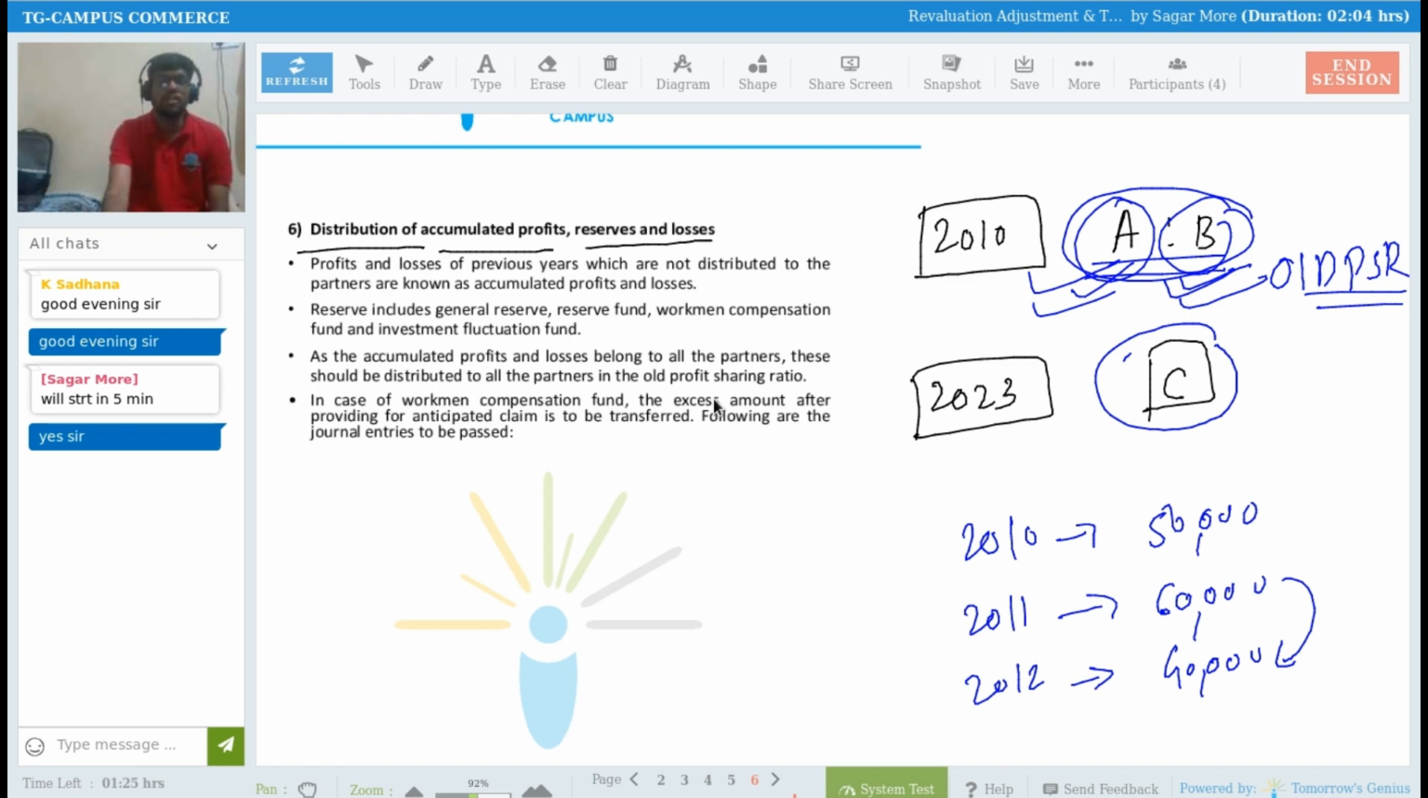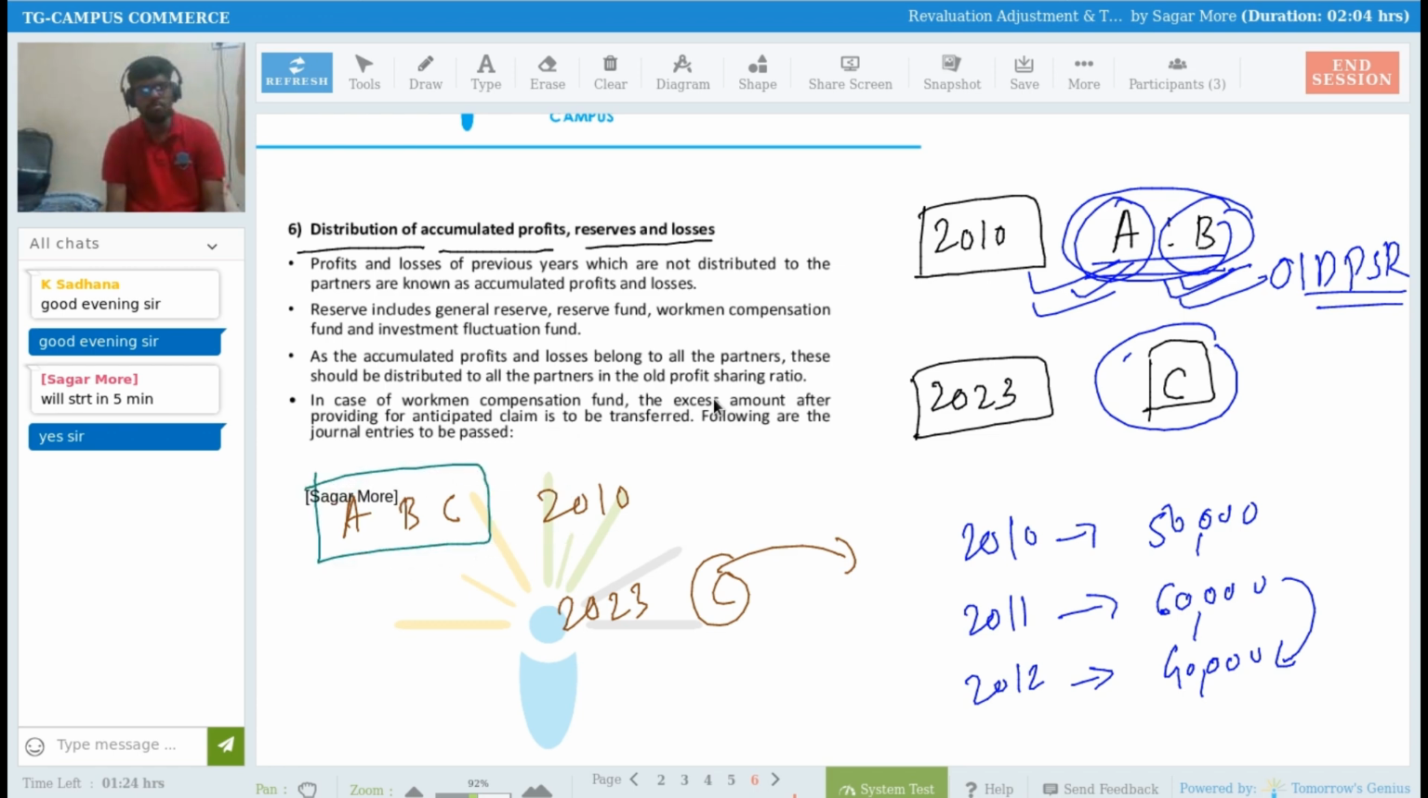Now in the retirement of a partner concept, say there are three partners, A, B and C. They are running this business from 2010, and today in 2023, partner C is going out of the business. He is retiring from the partnership. Now tell me, whatever accumulated profit, losses and reserves are there from 2010 to 2023, who is responsible for that? Who put in efforts so far? Obviously, efforts are put in by A, B and C, all three partners jointly.